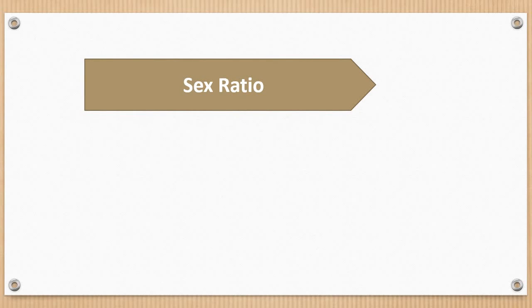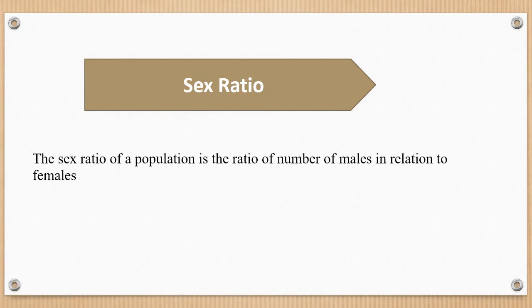Okay, the next characteristic is the sex ratio, right? The sex ratio of a population is the ratio of the number of males in relation to the females. As per Fisher's principle, Fisher is the scientist who put forth the principle to explain this characteristic of a population, right? In most sexually reproducing species, the sex ratio is usually 1:1.